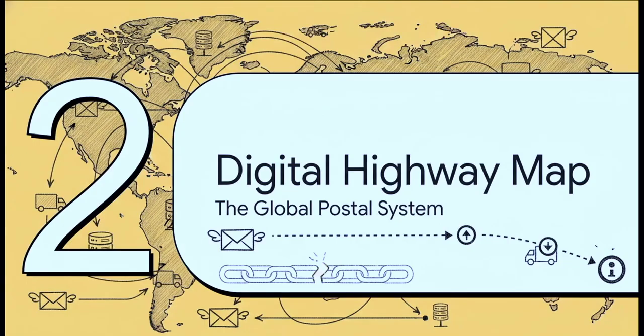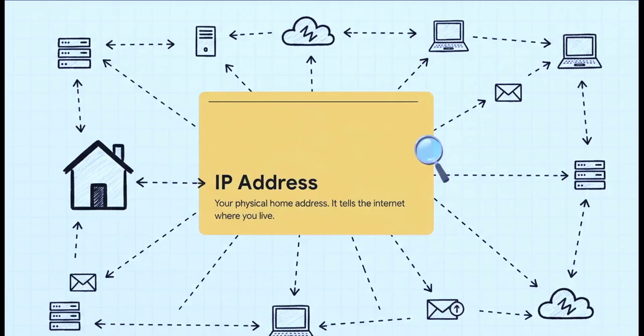To really understand what we're looking at with a traceroute, we need a good analogy. And honestly, the best one, the one that makes all of this technical stuff just click, is to think of the entire internet as one giant global postal system. So, let's start with the basics. Your IP address. This is easy. It's your home address, but for the internet. It tells every piece of data out there exactly where to find your computer on the map. It doesn't say who you are, just where you are.